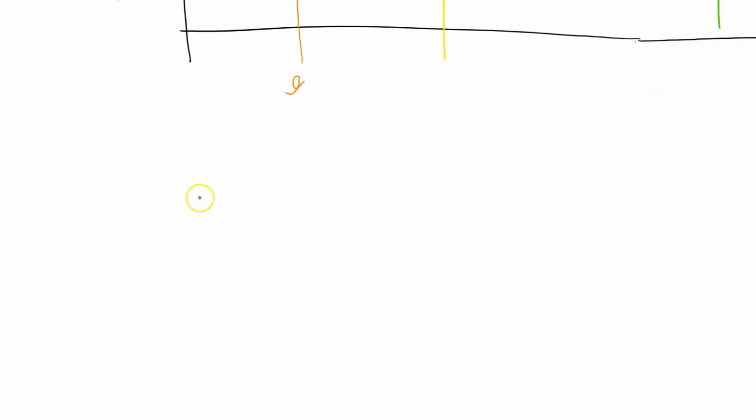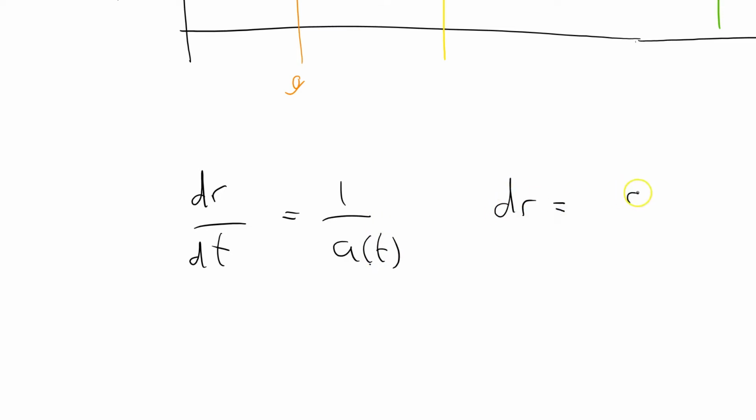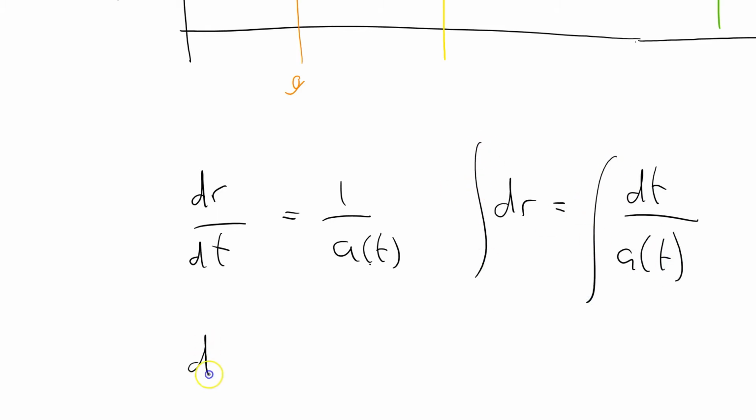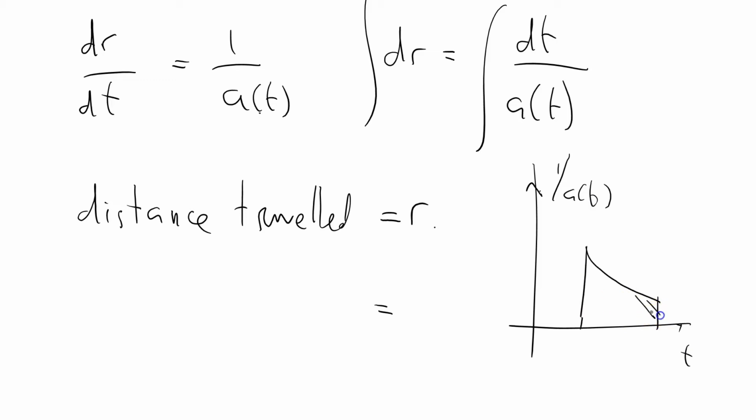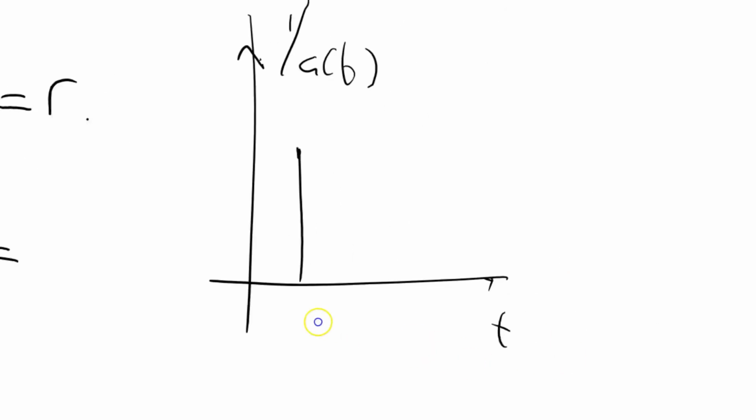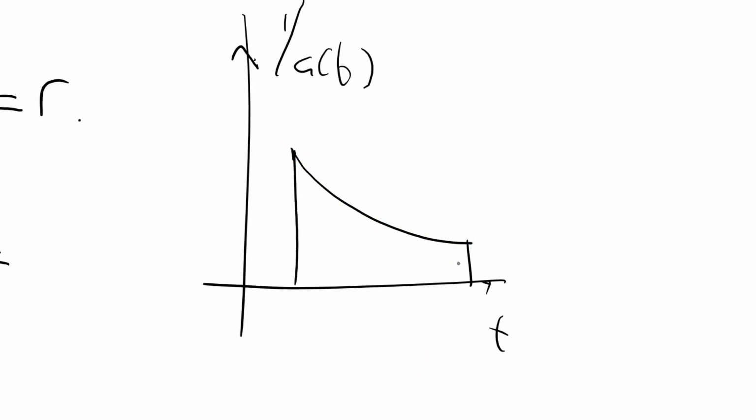What I'm going to do is make the observation that dr by dt equals 1 over a of t, and so dr equals dt over a of t, and I'm just going to integrate it. And so the distance travelled, r, is this. If we plot 1 over a of t against t, it's this area here. I'll draw that area in a different colour because I'm going to have to improve this diagram. I'm going to shade it in orange.